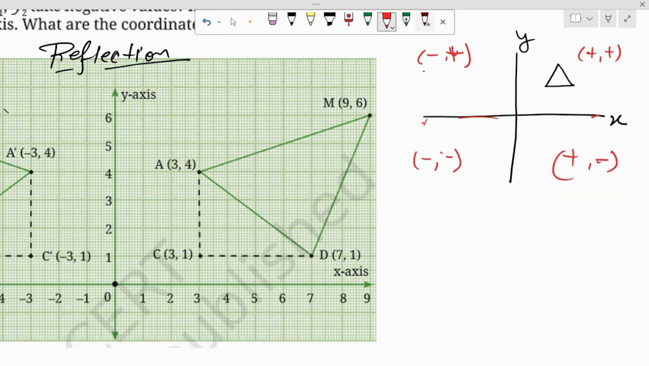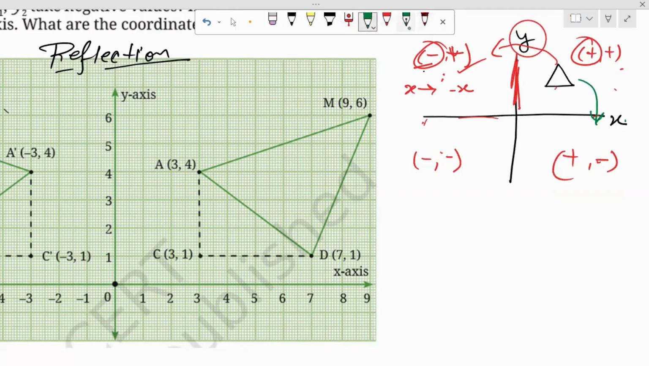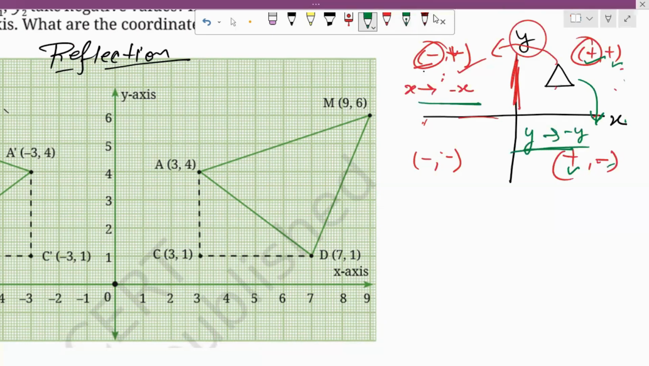Now if I find its image or reflection here, you can assume this is the mirror line. So what will be its reflection? Everything will be the same except x. So y coordinates will be positive, and the sign of the x coordinate will be changed. So x converts to minus x if we do its reflection along the y-axis. Similarly, if we reflect it along the x-axis, you can see x is positive, no changes, but y positive becomes negative. Here, y will become minus y. Only these changes will be there.